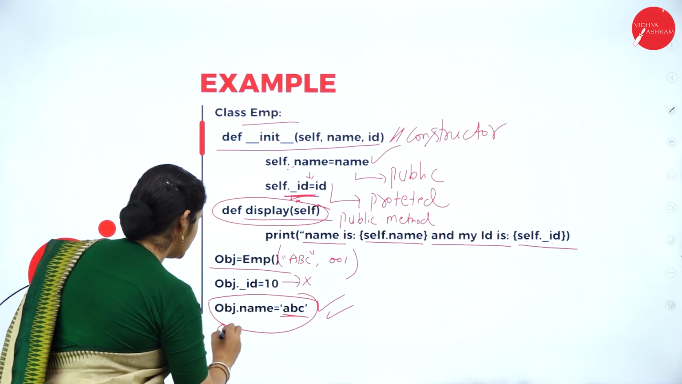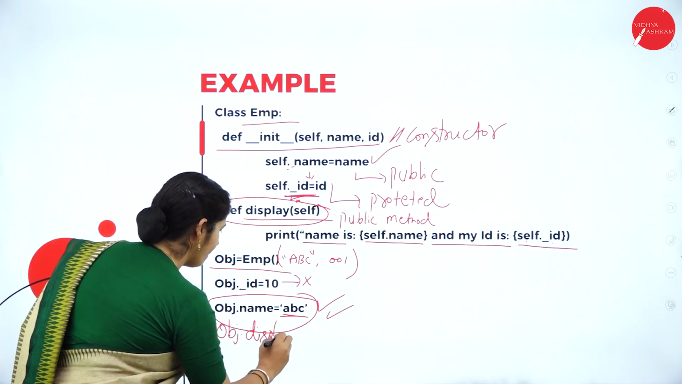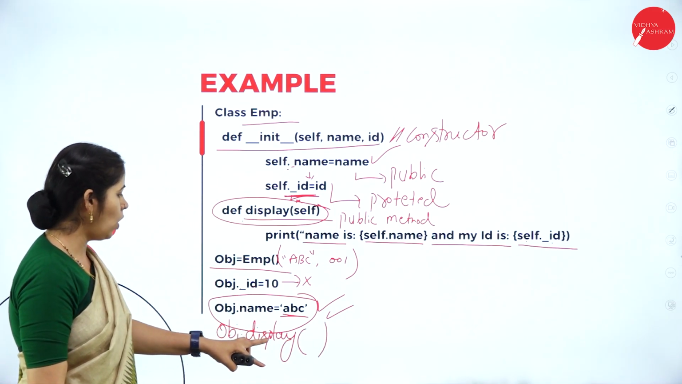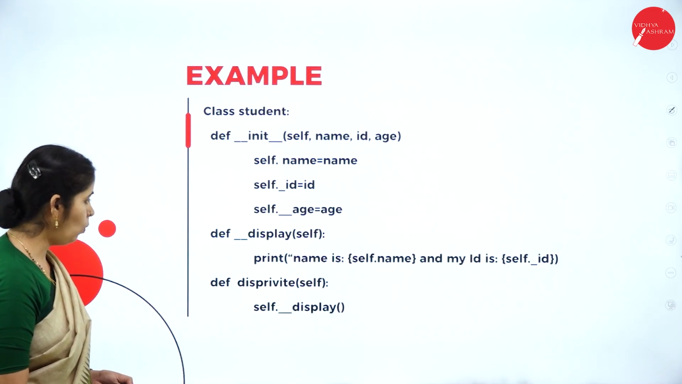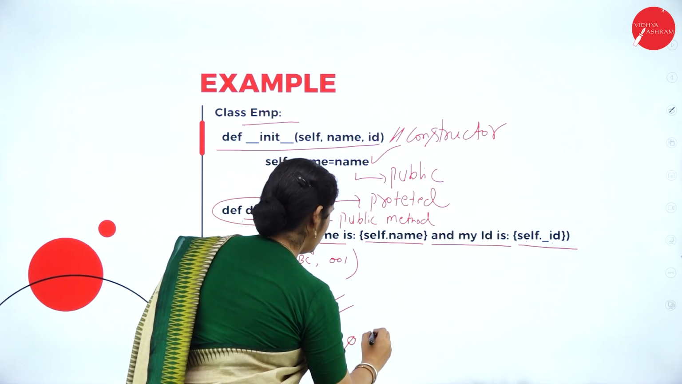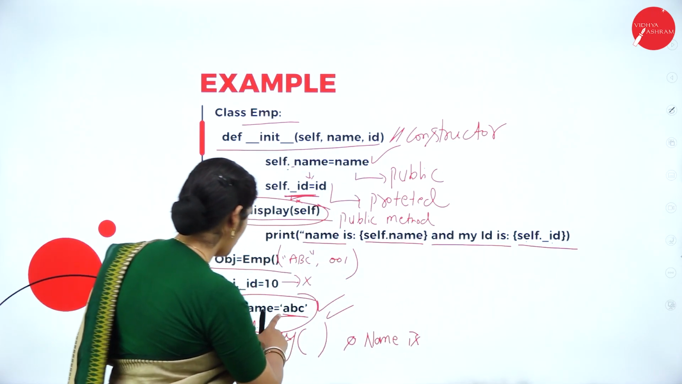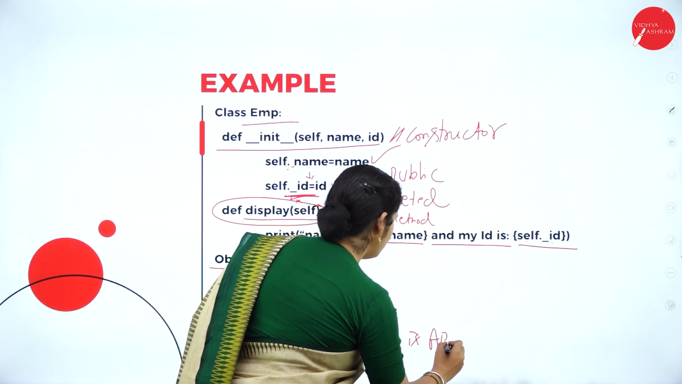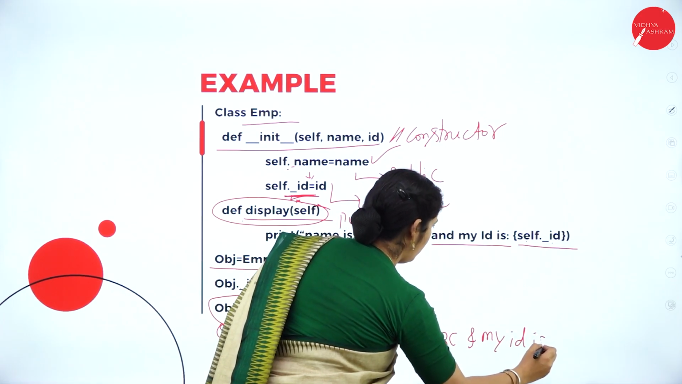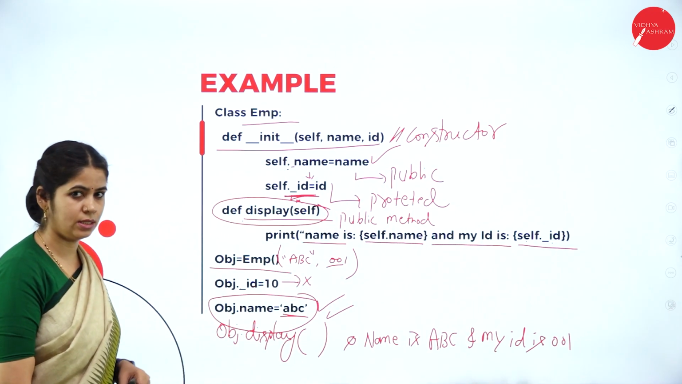Then if I want to access self.id, I have to call the method obj.display. Whenever we call this method obj.display, what happens? It will print my name is, what is the name we have given? ABC, and my ID is, what is the ID we have given? 001. So it can be accessed, right?